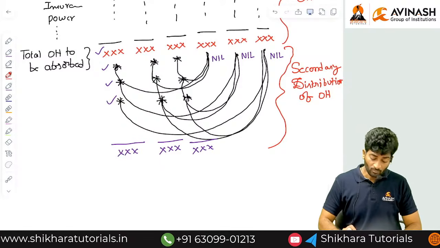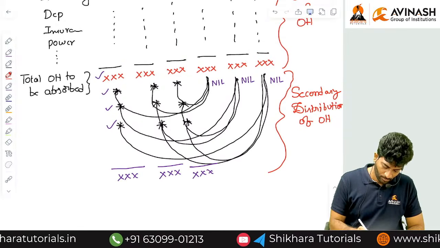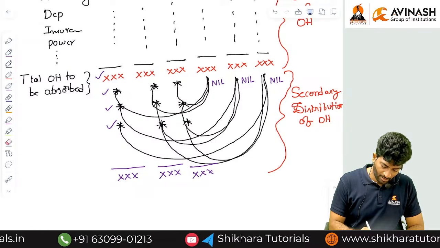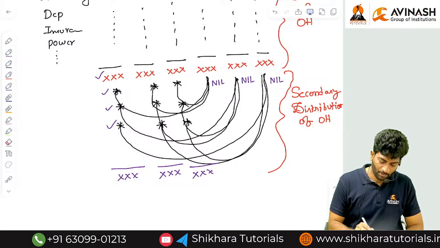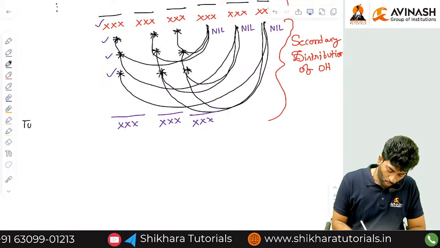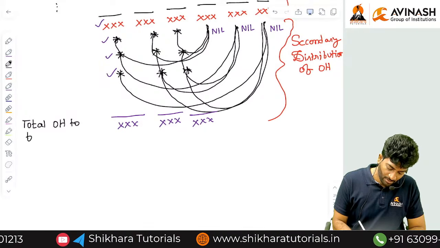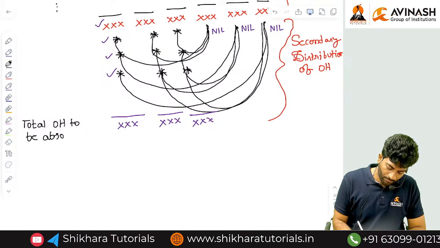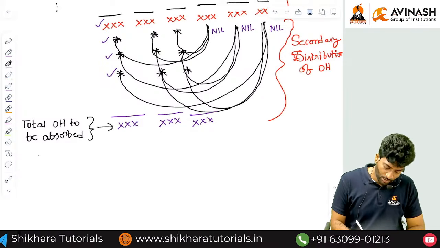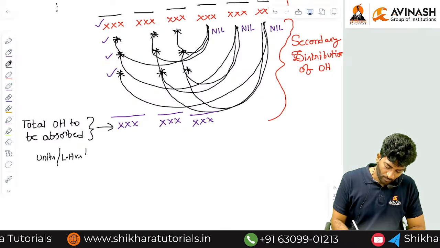Here, after secondary distribution, don't write total overhead to be absorbed earlier, because only after adding secondary distribution can you name this one as total overhead to be absorbed. Along with their own expenses, they received share from service departments also. Now for absorbing these overheads, they may use units, labor hours, or machine hours.